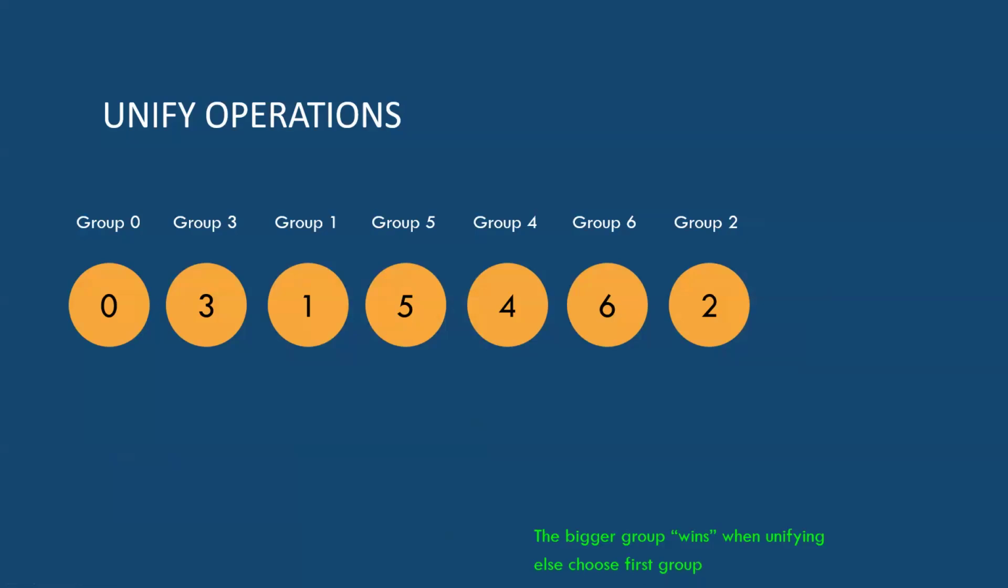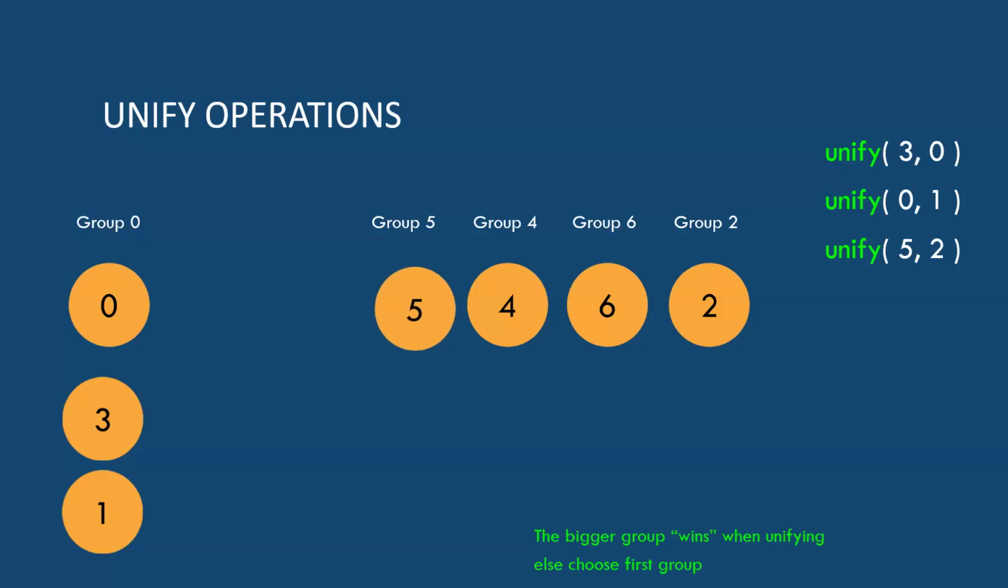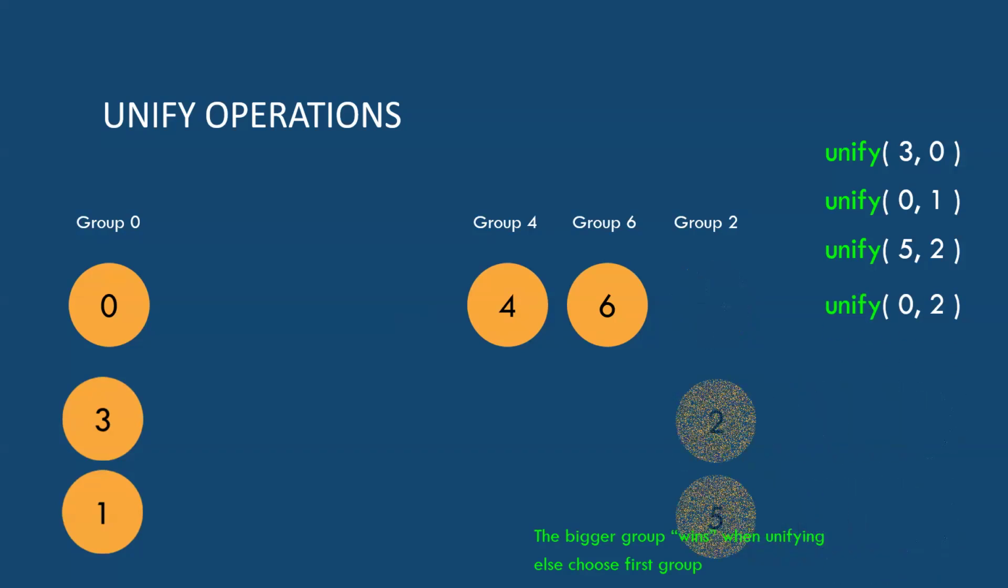So let's try to build a few things. Unify 3, 0. So now that group's gone. Unify 0 into 1, but 0 is the bigger group, so 1 should go over. And these are quiz questions, by the way. I know they're really straightforward, but if you understand this, you'll have no problem with this part of the quiz. 5 into 2, pick the bigger group. If it's a tie, then pick some convention, so it really doesn't matter. And on we go.